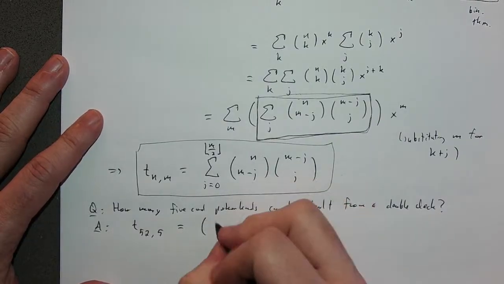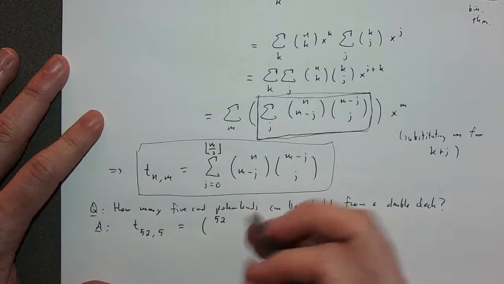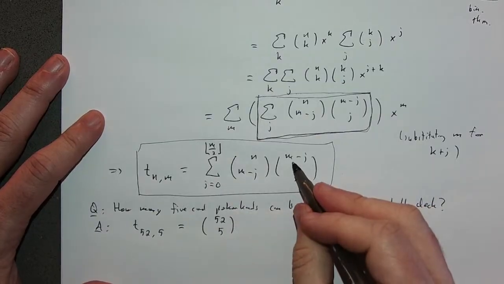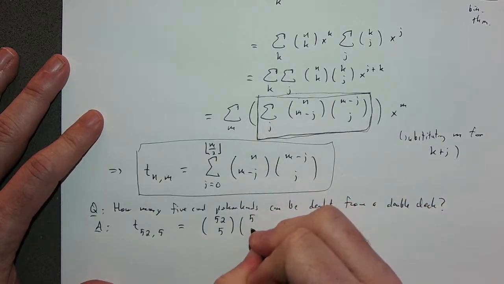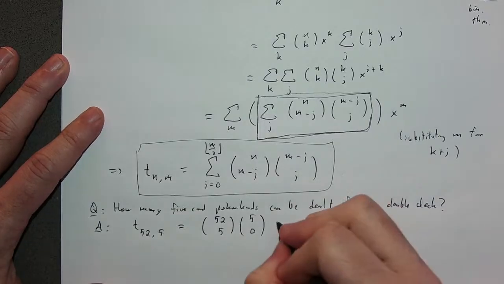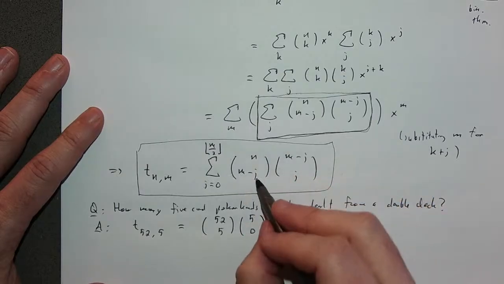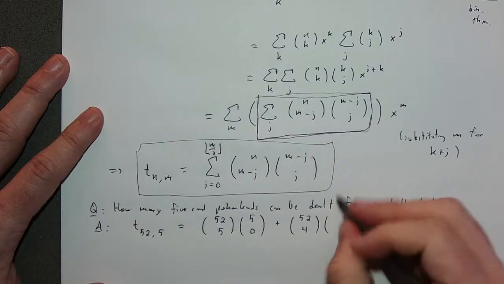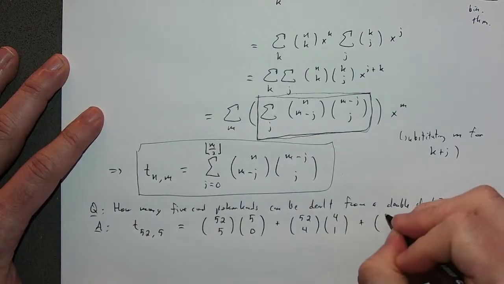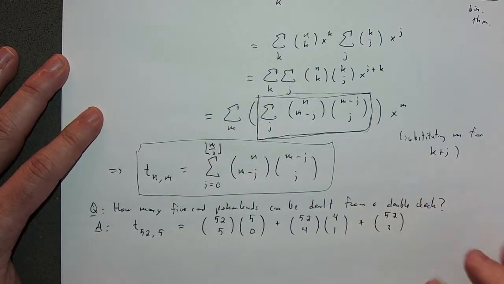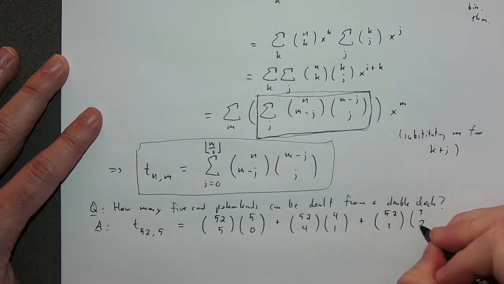And so what is this? This is going to be 52 choose 5 minus 0, times 5 minus 0 choose 0, plus the next term in the sum, which is 52 choose 5 minus 1, so 52 choose 4, times 5 minus 1, so that's 4 choose 1, plus 52 choose 3, so this would be 5 minus 2, times 5 minus 2, which is 3 choose 2.